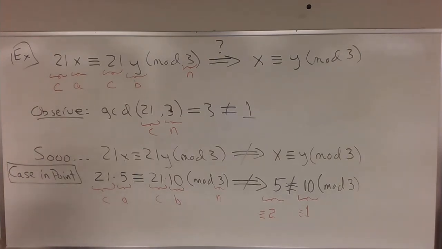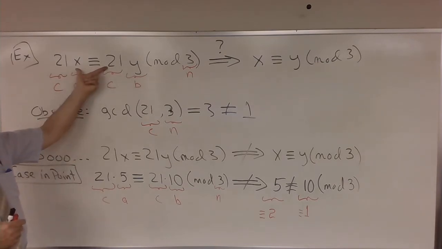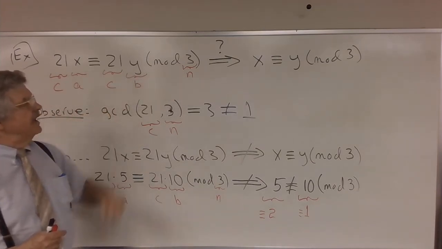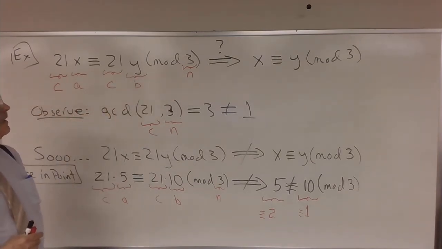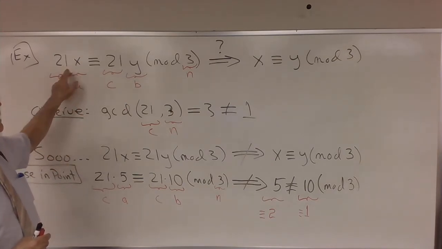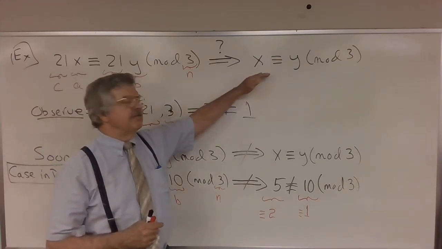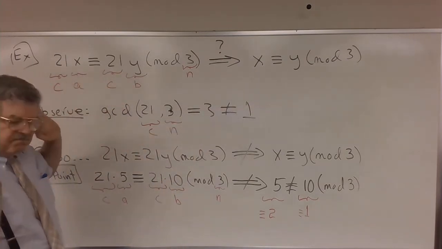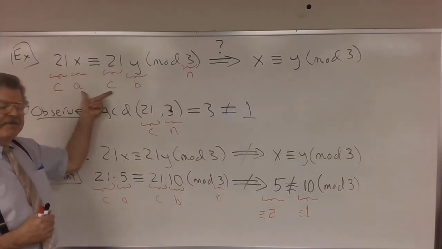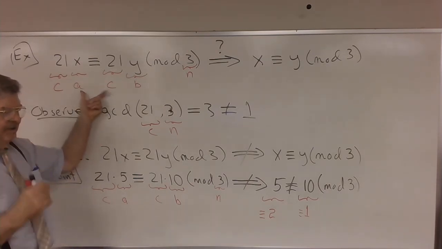Now, if we have something like this, where the common factor and the divisor n are not relatively prime, does that mean that we can never cancel the divisors? Not necessarily. Sometimes we might be able to cancel the 21 and we get something that's true. Other times, that's not the case. And if we can't cancel the common factor all the time, then we don't want to do it.